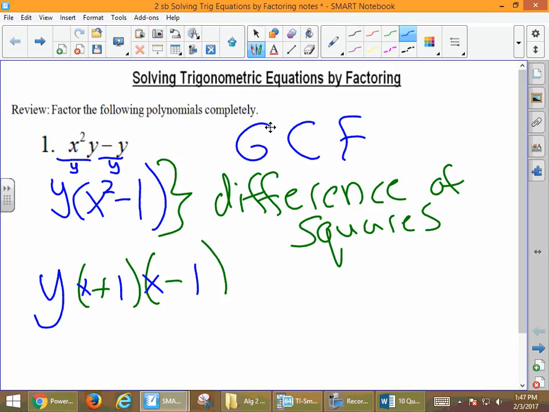So hopefully this will get your factoring juices flowing back in your mind so you can come back to the factor masters that you were in Algebra 2.